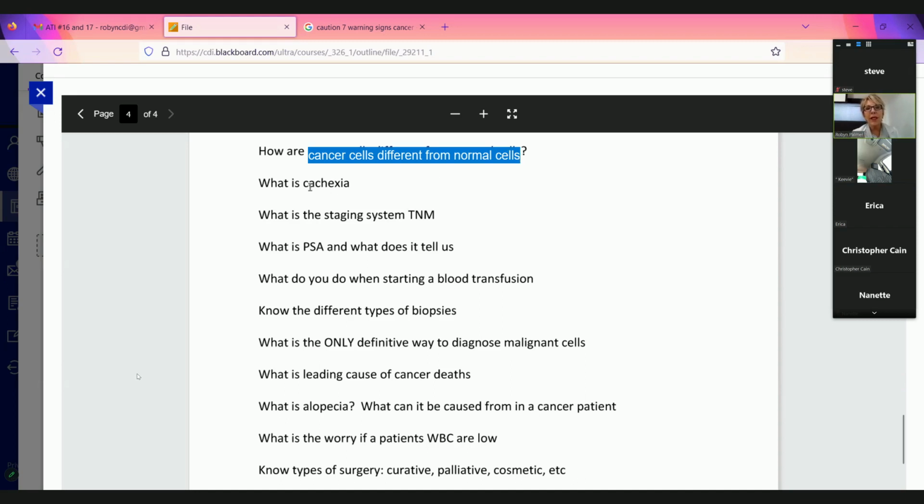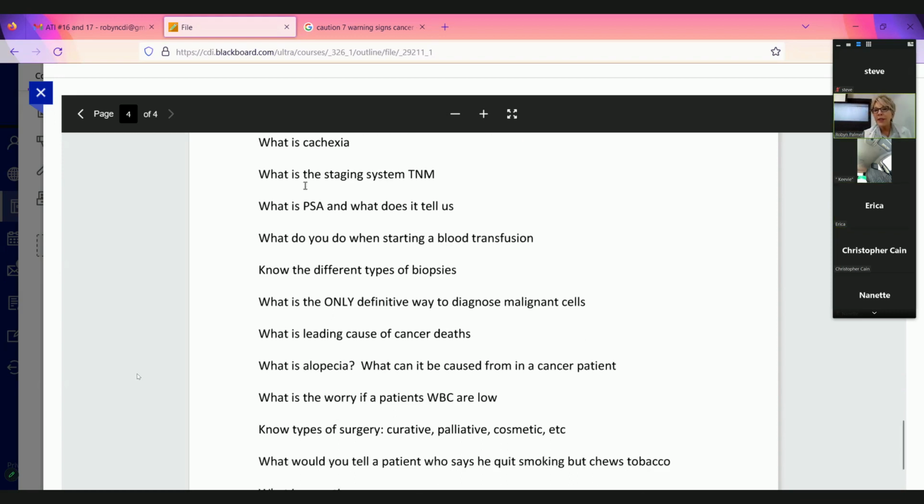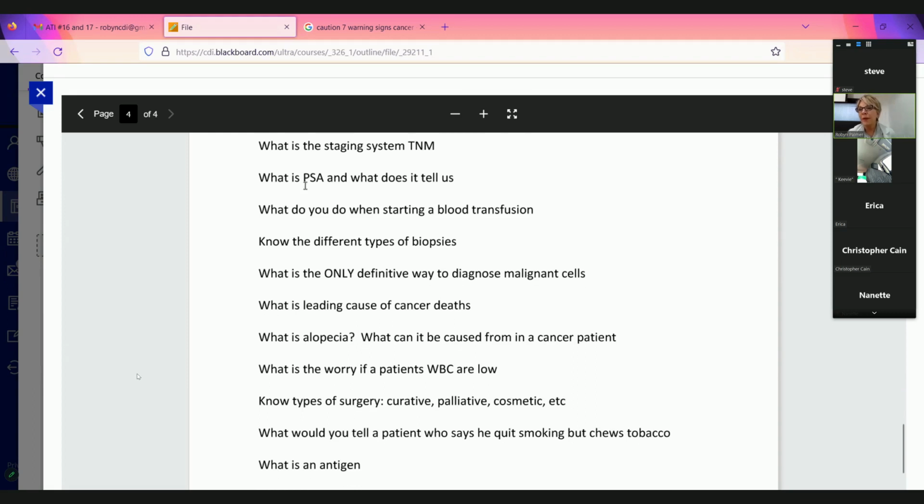Who could tell me what cachexia is? Ill health and malnutrition marked by weakness. Yes, ill health and malnutrition. Very good.